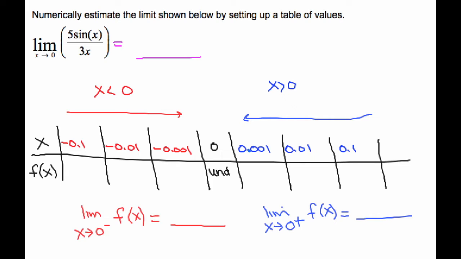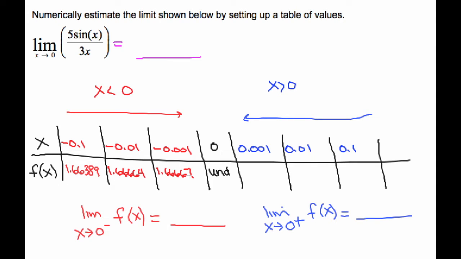For the input of negative 0.1, I end up with 1.66389. So I'll write that into my table. And again, we're rounding to 5 decimal places. For my next input of negative 0.01, rounded to 5 decimal places, my output is 1.66664. And for negative 0.001, my output is 1.66667.